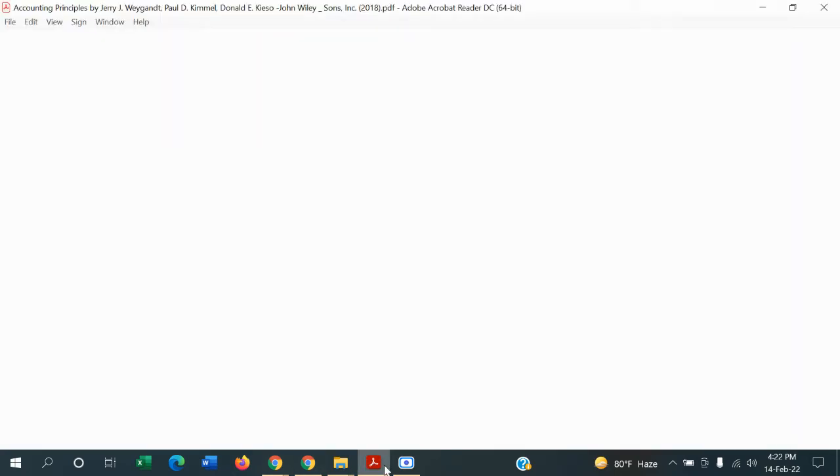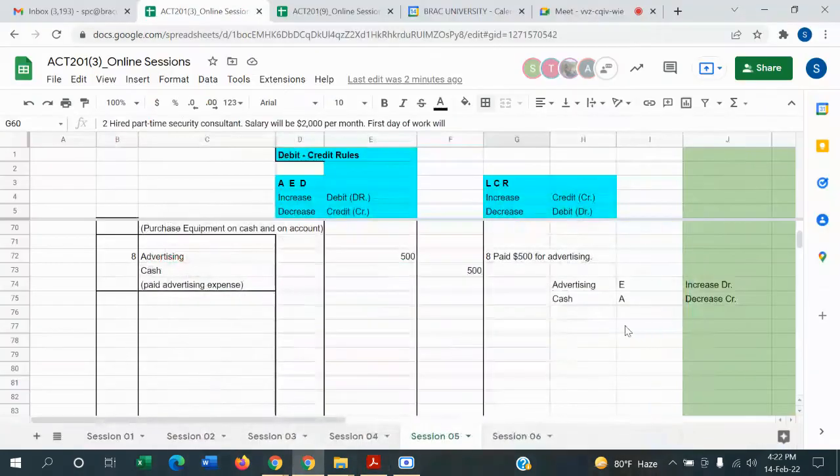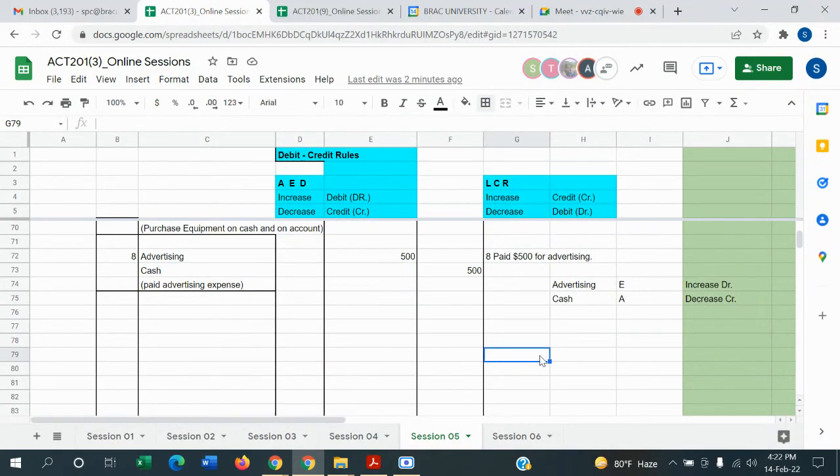Okay, we have finished number 8. Then 10, receipt bill for equipment repair cost of 390. You had an equipment, you have made a repair for that equipment, and the guy who repaired it for you has given a bill to you. How should we record it? What are the activities related with that?